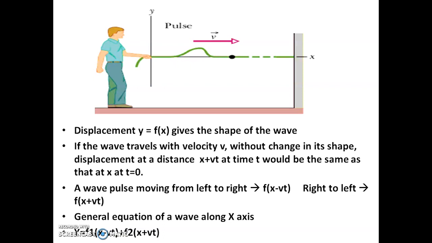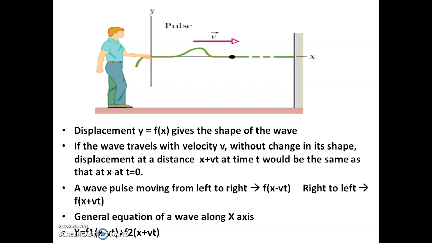If the displacement we want to represent, let's represent it as y is equal to f of x. Then what is f of x? It gives you the shape of the wave, or in other words, it gives us the displacement of different points along the wave propagation direction from their equilibrium positions. The shape of the wave will change with x and t in general. But suppose for the time being, there is no change in shape of the wave.